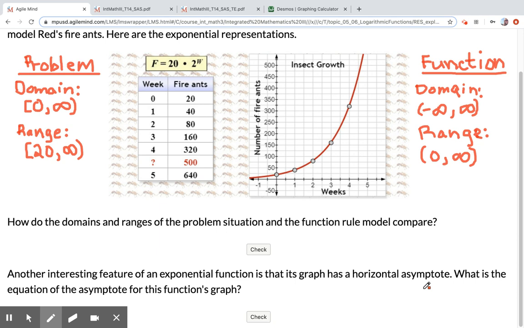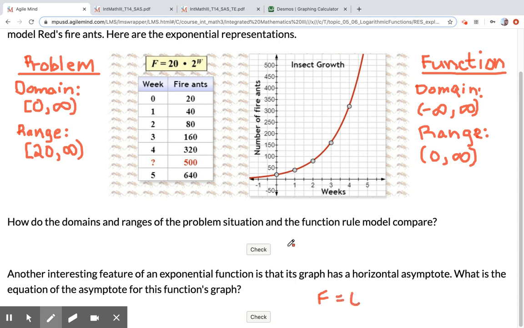Question number 11. What is the equation for the asymptote of the graph? Well, it looks like my asymptote is right down here, when my number of fire ants is 0. It reaches for 0, but it never actually gets there. So I'm going to say that my asymptote is f equals 0.